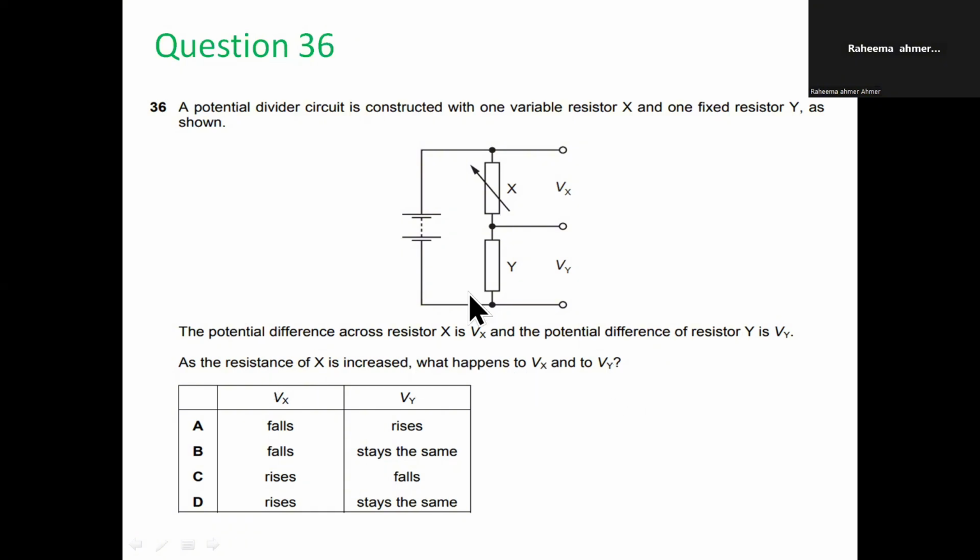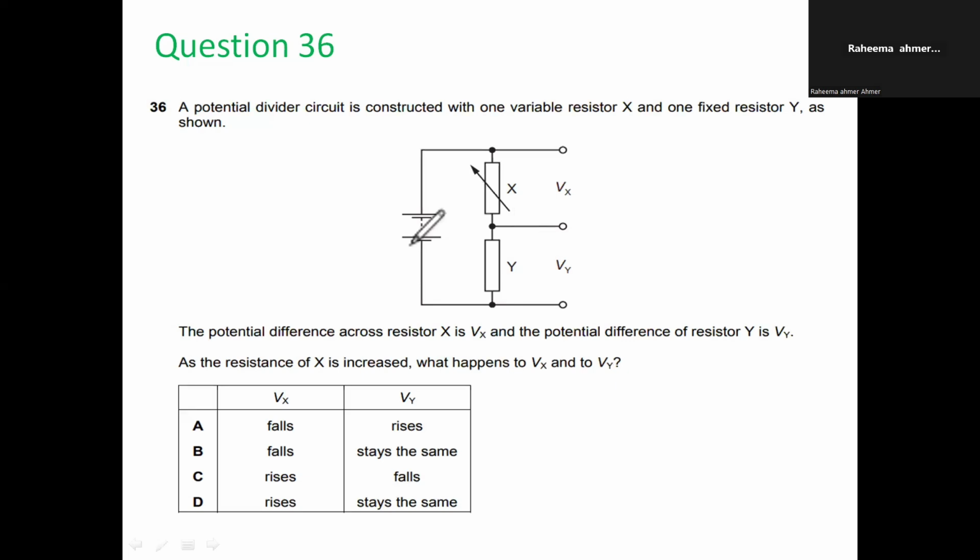Okay, so we are provided with a potential divider, which means that two resistors are connected in series, from which one is a variable resistor and the other is a fixed resistor. Now they have increased the resistance of X, and we have to tell the effect of this on the value of Vx and Vy. So I will explain this question with the help of an example.